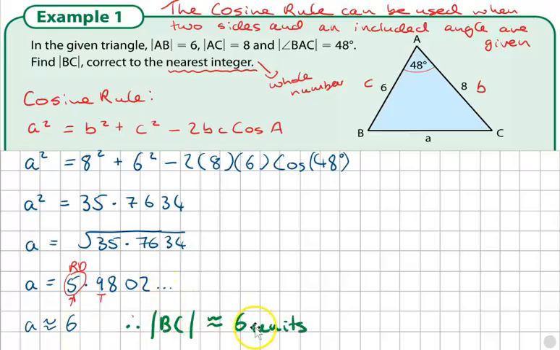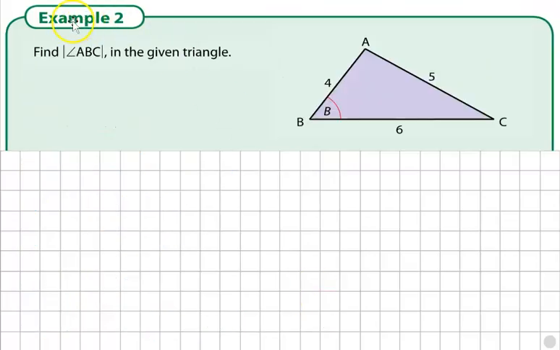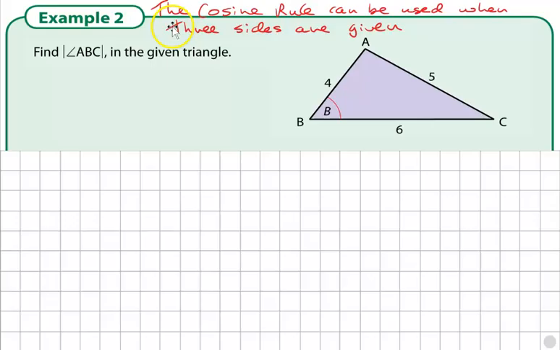So BC is approximately equal to 6 units. Example 2, find the angle ABC in the given triangle. So A, B, C, we're interested in this angle. We've been given 3 sides and asked to find one of the angles. So the cosine rule can be used when 3 sides are given. This is the cosine rule: a squared equals b squared plus c squared minus 2bc cos A.